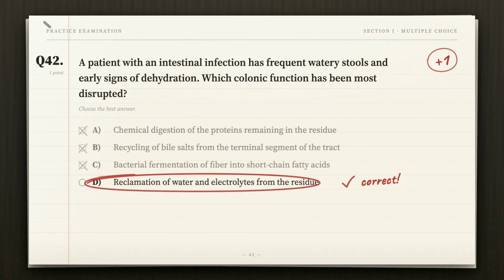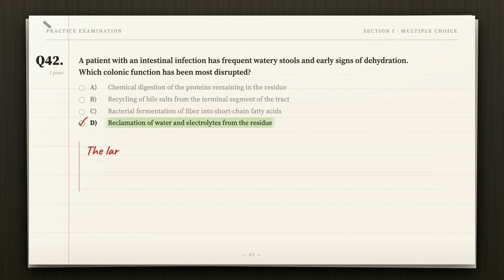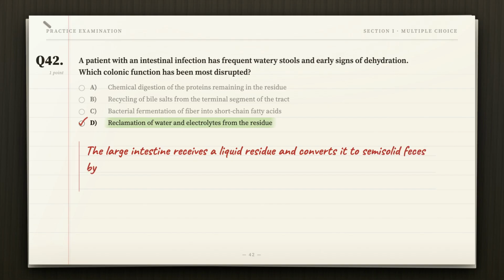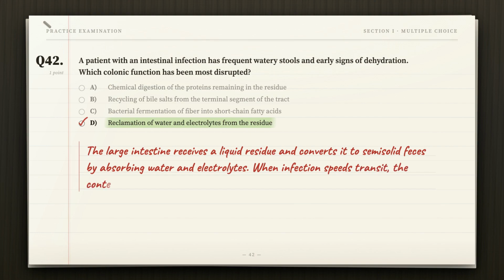The correct answer is D. Reclamation of water and electrolytes from the residue. D is correct because the large intestine receives a liquid residue and converts it to semi-solid feces by absorbing water and electrolytes. When infection speeds transit, the contents move through too fast for that reclamation to occur. So water stays in the lumen and leaves as watery stool, carrying the risk of dehydration.